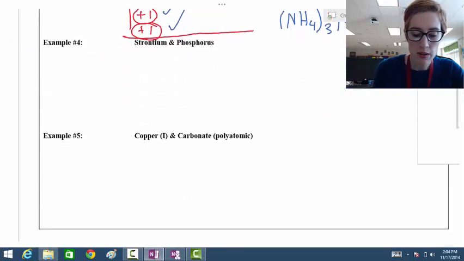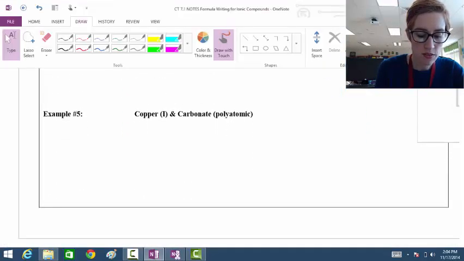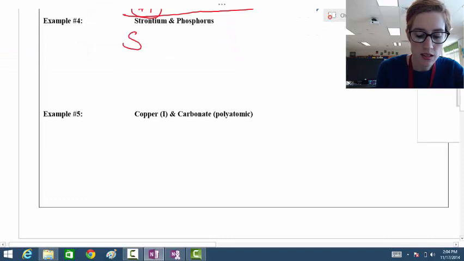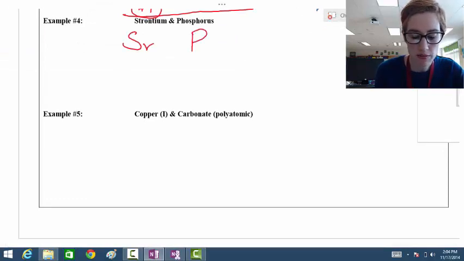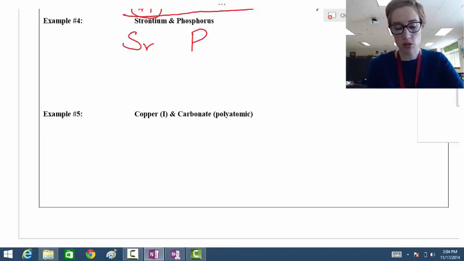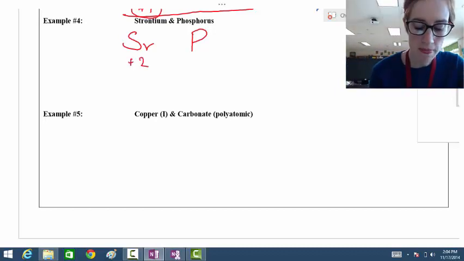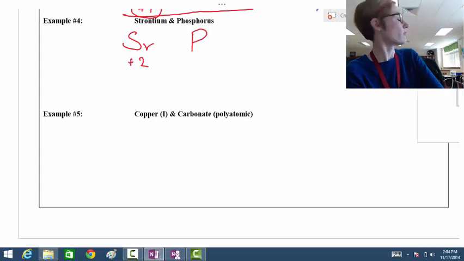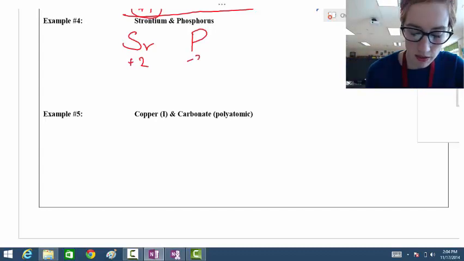Okay, let's do another example. Strontium and phosphorus. Strontium symbol is Sr, and phosphorus symbol is P. Strontium, Sr, is in group 2, so its charge is +2. Phosphorus is in group 15, so its charge is -3.